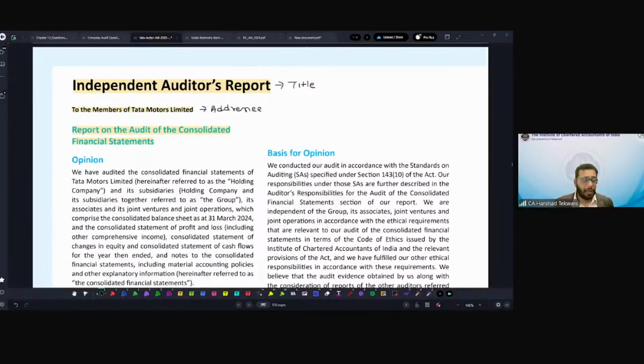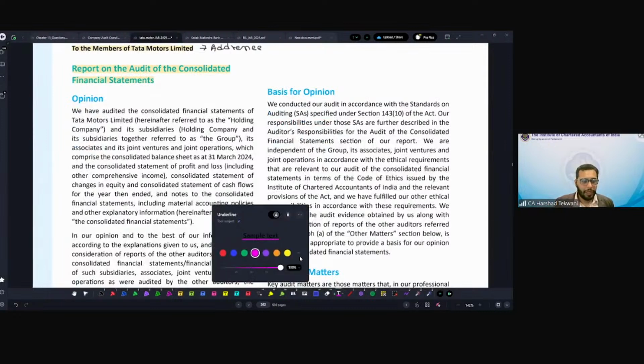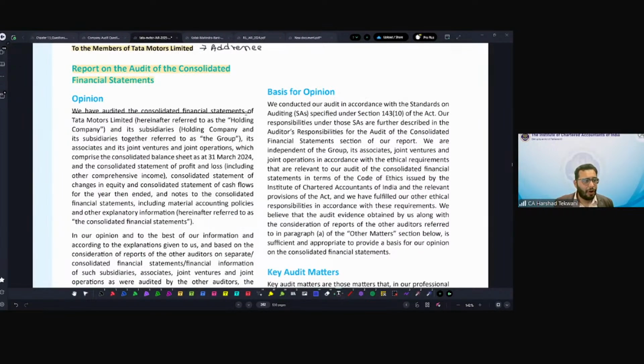Then the first paragraph should be the opinion. Similarly, we have the opinion over here. If you see, it says that we have audited the consolidated financial statements of this particular company and its subsidiaries, very important, together known as the group, its associates, joint ventures, joint operations. So they are specifying these, including these, and then they give the period and identify each of the financial statements. Remember the title of each FS. For example, statement of profit and loss, consolidated balance sheet as on this March, consolidated statement of changes in equity, consolidated statement of cash flow, notes to the consolidated financial statements and everything.